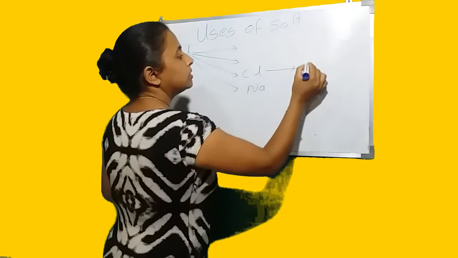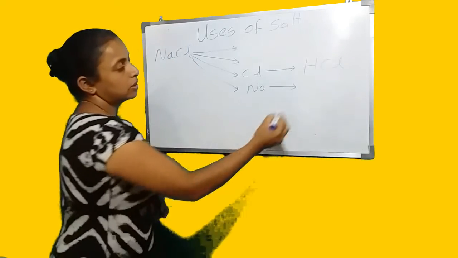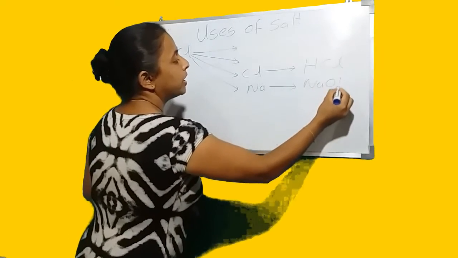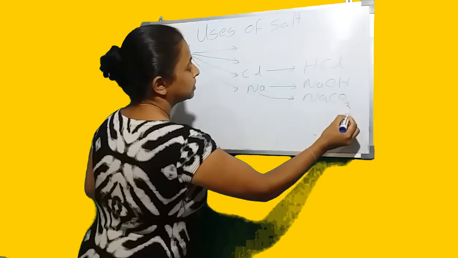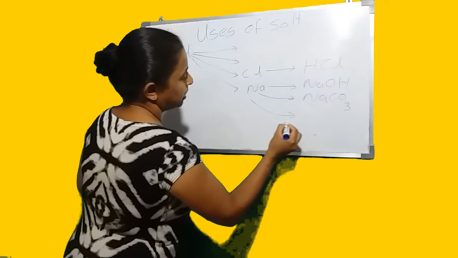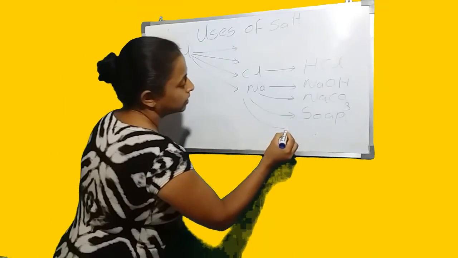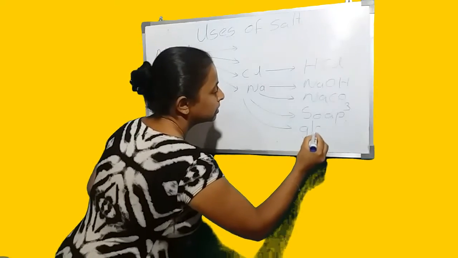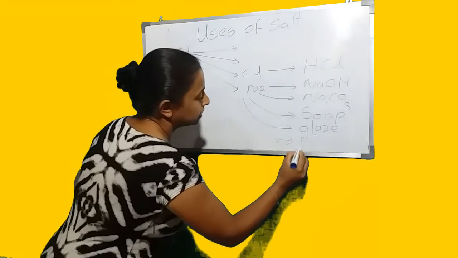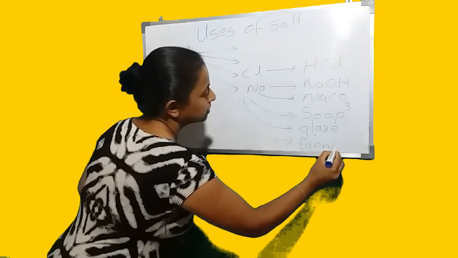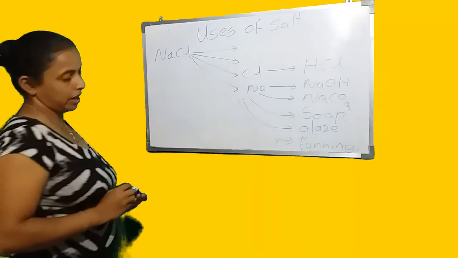Chlorine is used to produce hydrochloric acid. Sodium is used to produce sodium hydroxide and sodium carbonate and soap and glazes in earthenware and canning. These are the uses of sodium chloride.